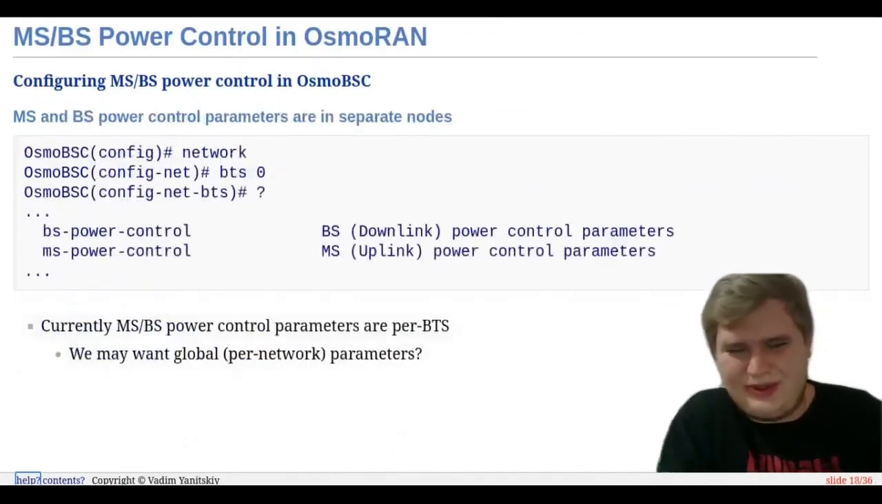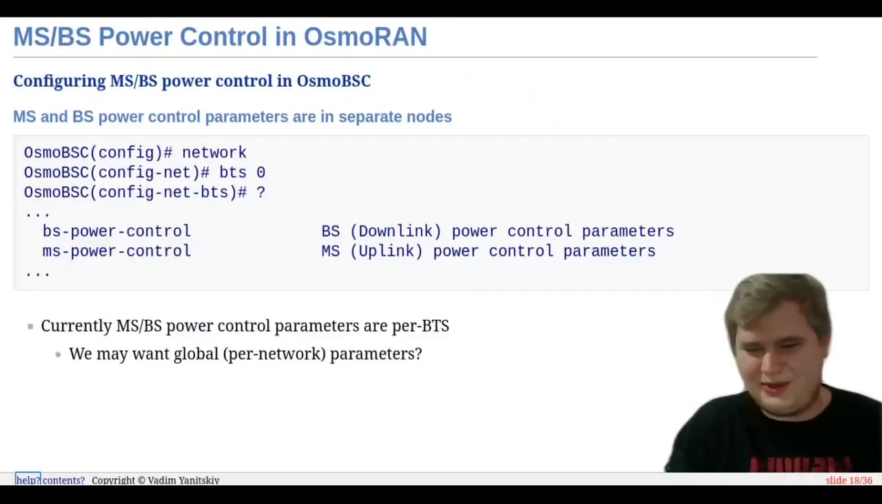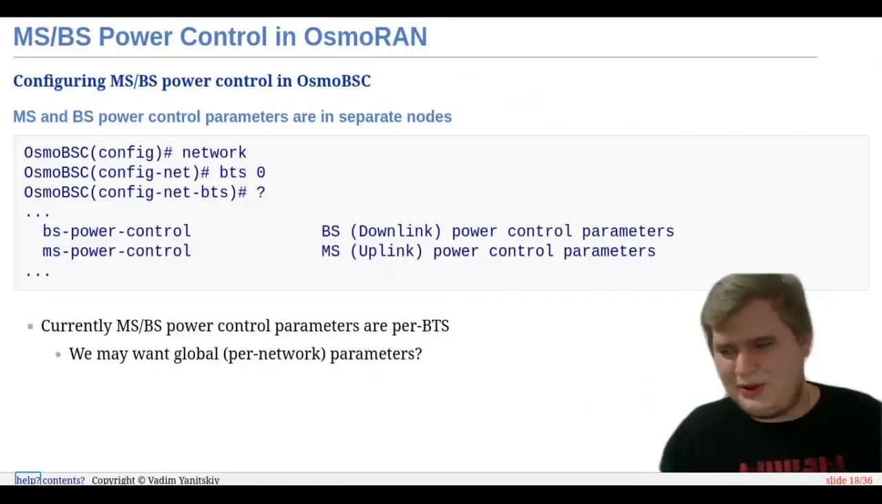Going further into this rabbit hole of configuration parameters, we basically have 2 nodes with similar set of parameters, one for MS power control, another for BS power control. And currently, it's a configurable per BTS node. We may want some fallback or default parameters per network, because if you have, let's say, 16 base stations, you don't want to copy paste the same configuration over all 16 nodes in the config file. That's an idea for potential improvement.